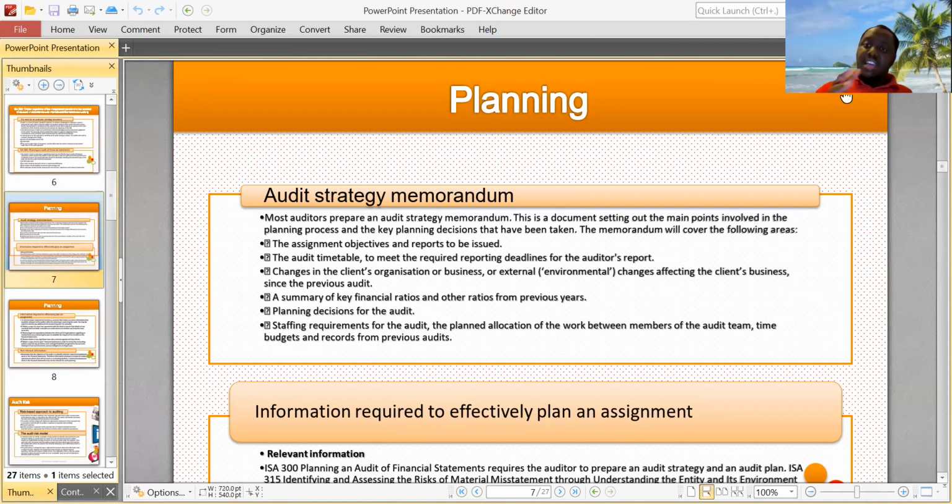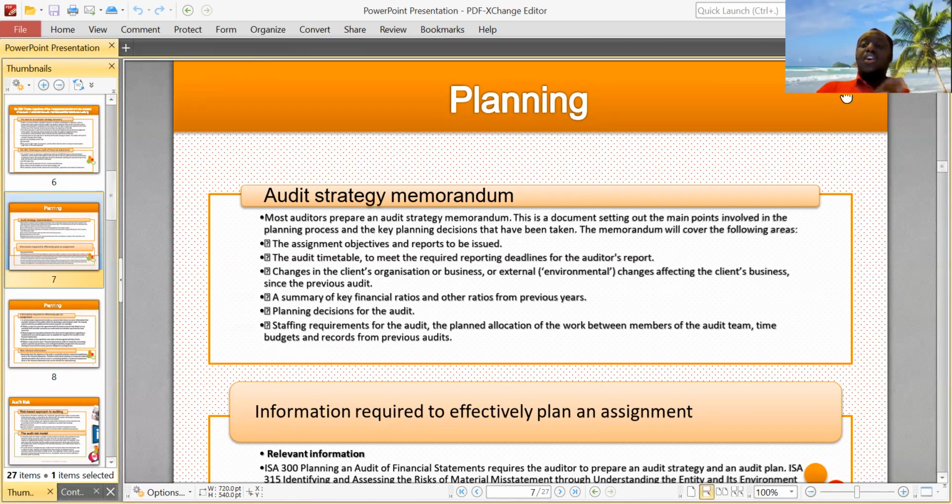And any decisions that have to be taken, the audit strategy memorandum gives us those details. So you might be asking, what does this memo cover? It covers the assignments, objectives, and reports to be issued. What are the objectives of the assignments, right? So if you are going to audit a particular thing, what are the objectives? We would want to understand that. And what kind of reports are we supposed to issue? Those are the outputs.